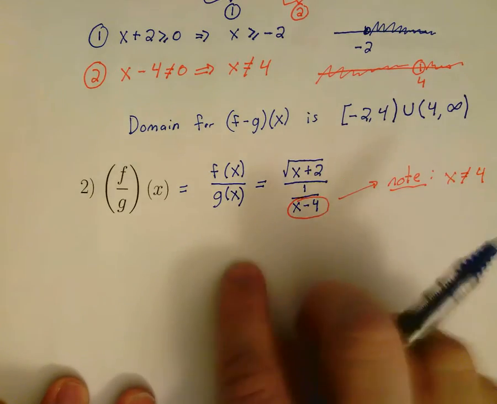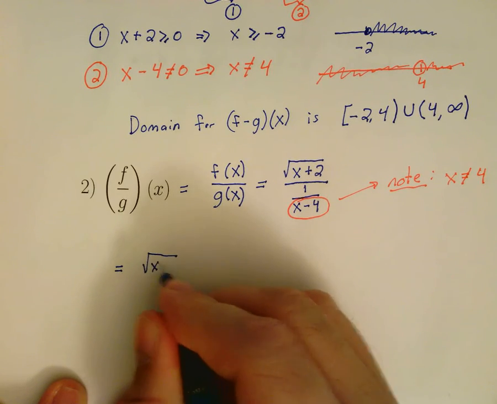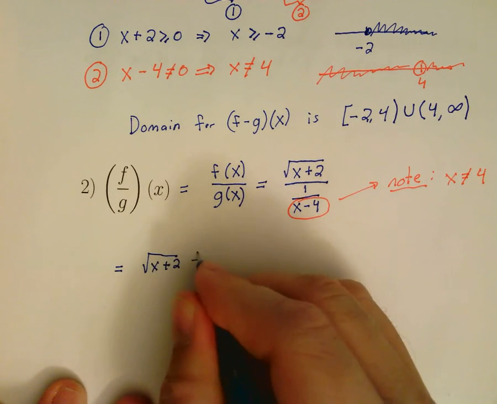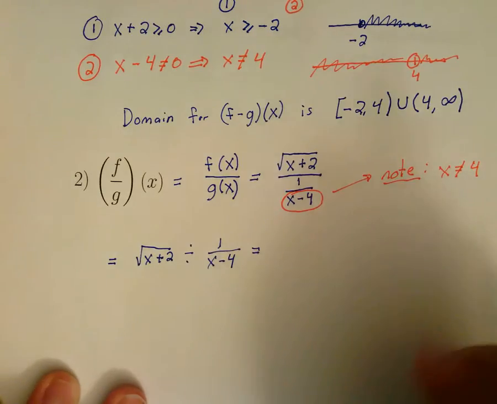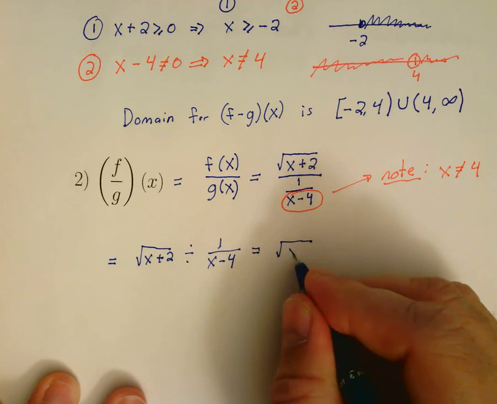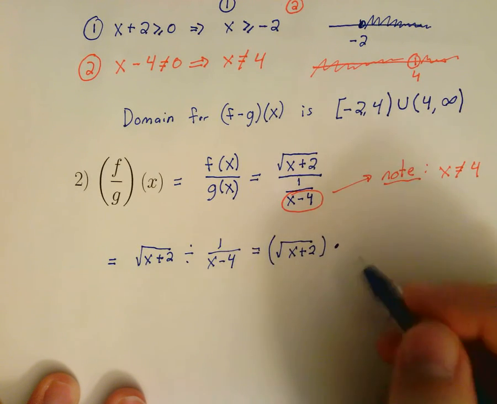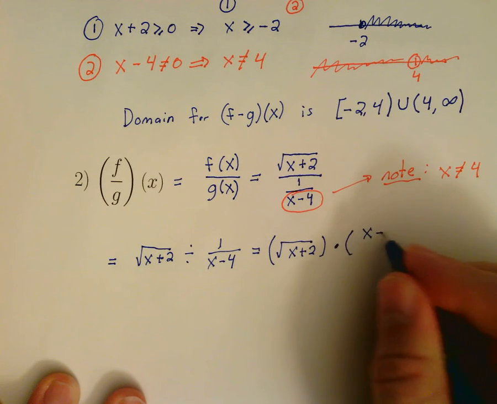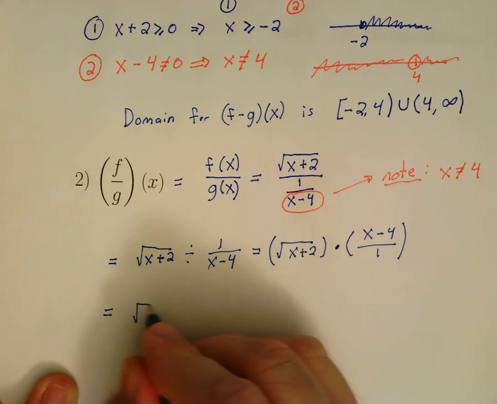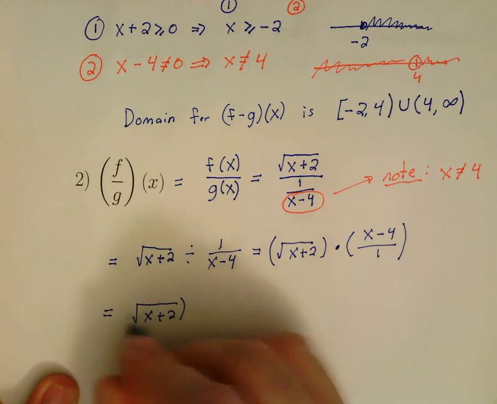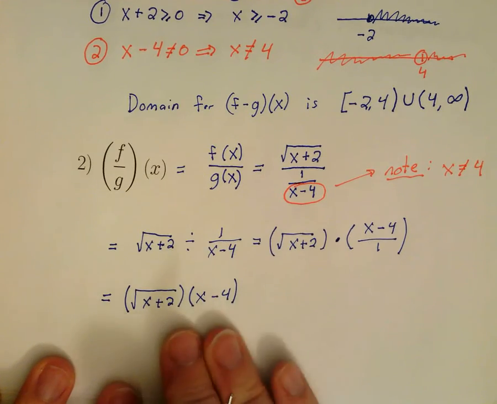Okay, now when I rewrite this, I'll put in a couple of extra steps to see this. This is going to be the square root of x plus 2 divided by 1 over x minus 4. And remember, when you divide, it's the same thing as multiplying by the reciprocal. So that's the same thing as saying the square root of x plus 2 times x minus 4 over 1. I'm just taking the reciprocal. So f divided by g is going to be the square root of x plus 2 times x minus 4.